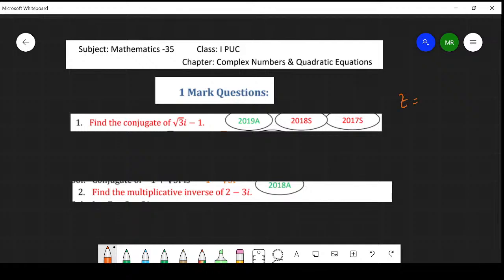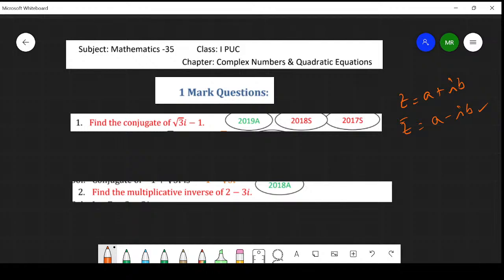Suppose z is equal to a plus ib is given. Z bar is called the conjugate. Change the sign of the imaginary part. Remember, change the sign of the imaginary part. Here it is i into b, so make it i into minus b. That is called conjugate. This is the notation: z bar is called conjugate.